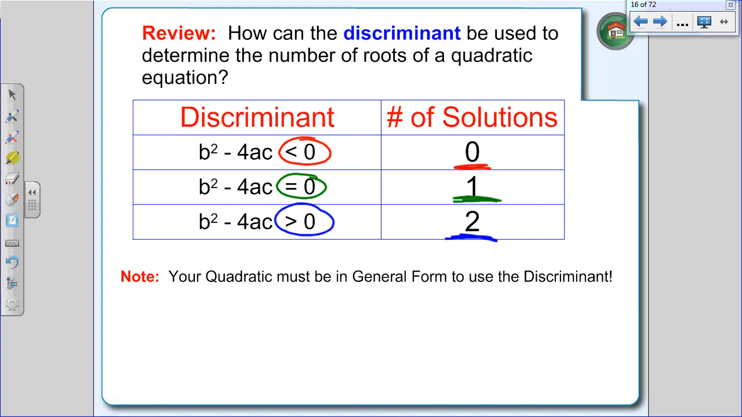Everybody remembers their discriminant fun? Oh, you say yes, you remember? Oh. I was not ready for the question. All right.